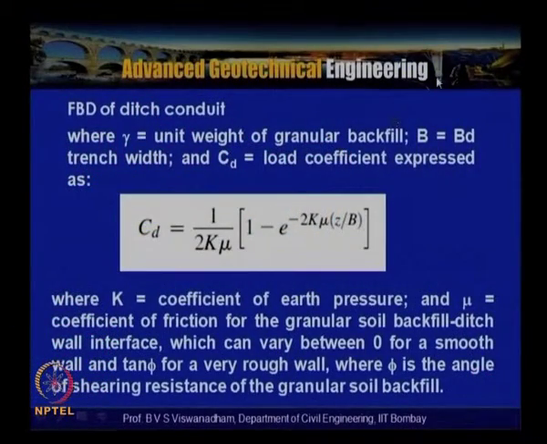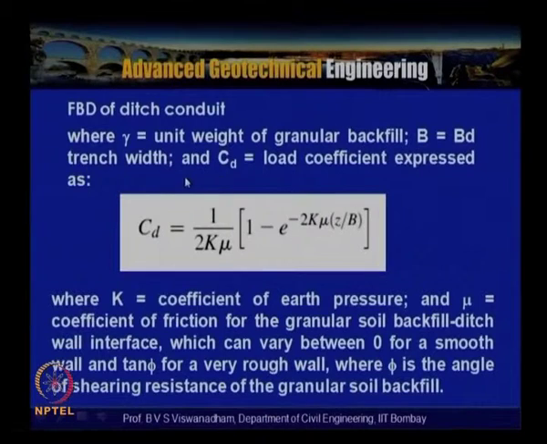So this is given as CD, which is nothing but 1 by 2K mu into 1 minus e to the power minus 2K mu Z by B, where K is nothing but the coefficient of earth pressure and mu is the coefficient of friction for the granular soil backfill and ditch wall interface, which can vary from 0 for a smooth wall to tan phi dash for a rough wall, where phi dash is the angle of shearing resistance of the granular soil fill, and gamma is the unit weight of the granular backfill, and B is equal to BD, the trench width, and CD is the load coefficient.